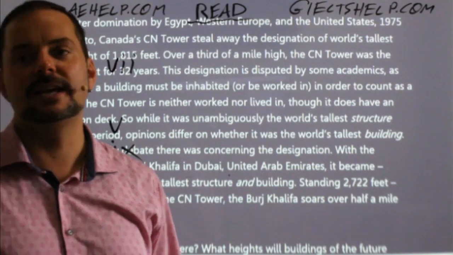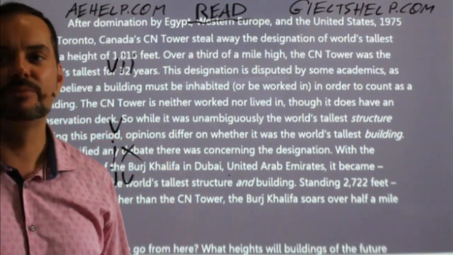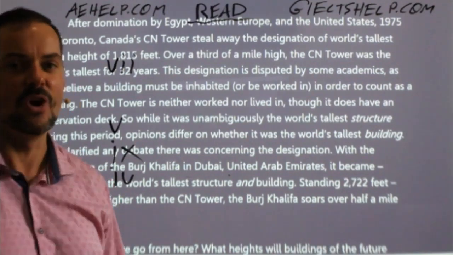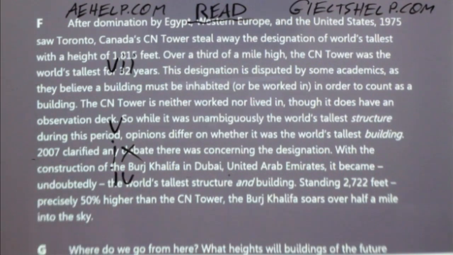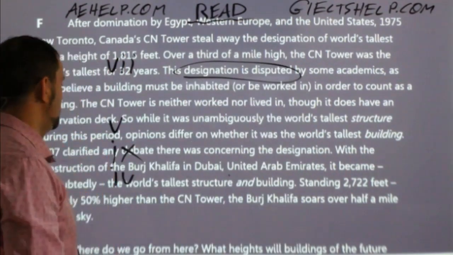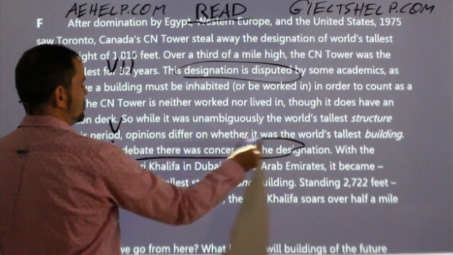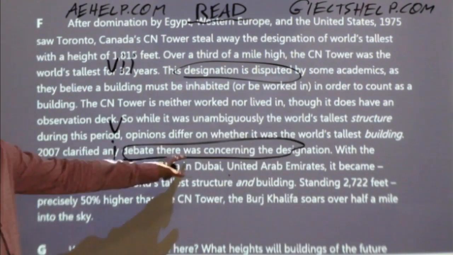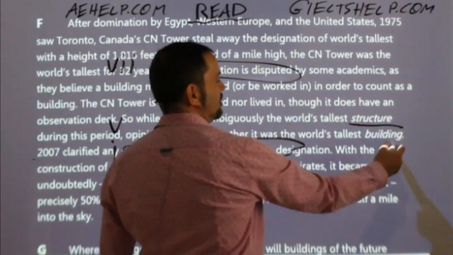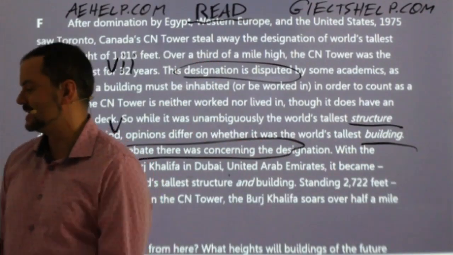So Ferdov says some people ascertain CN Tower is a structure, not a building. Preeti says there's a controversy. Amarjit agrees that there's a controversy here. Yeah, look at this. The designation is disputed. Okay, there is a debate concerning the designation. So we see that argument, right? When we see the word structure versus building. Okay, Zainab says the designation.